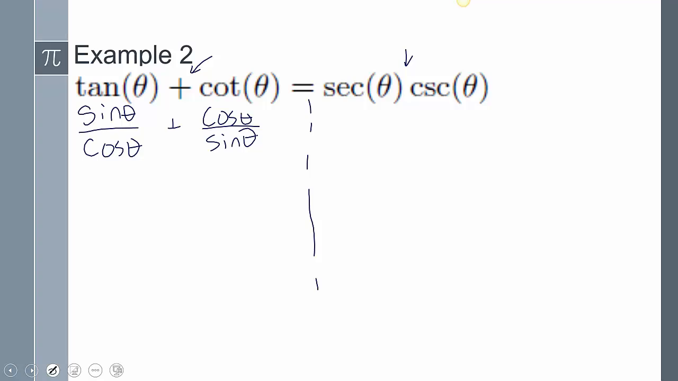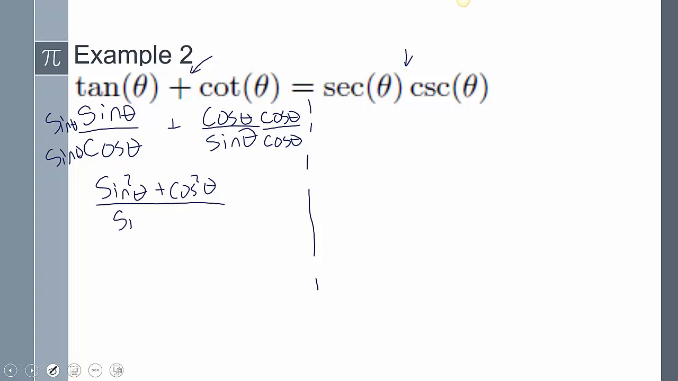Now for algebra, combining these together, I need to find the common denominator. So this needs cosine theta over cosine theta. This needs sine theta over sine theta. So then combining them together, you get sine squared plus cosine squared. On the bottom, you get sine theta, cosine theta. Sine squared plus cosine squared, that's 1. So you're going to get 1 over sine theta, cosine theta.